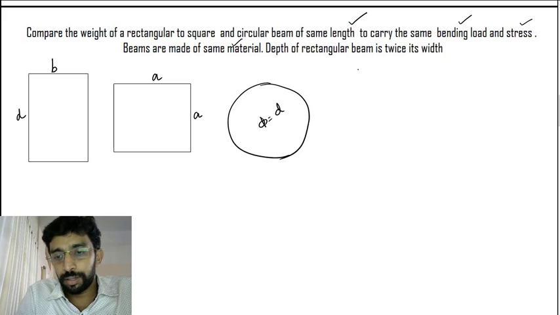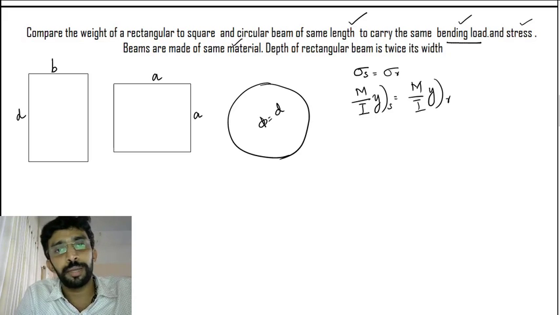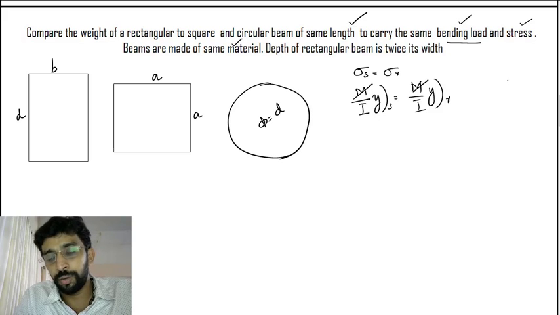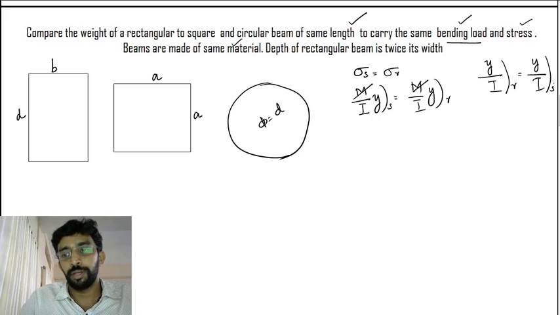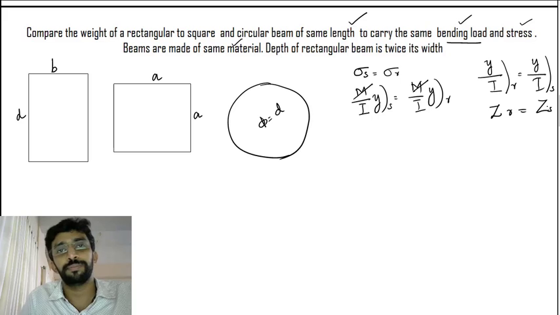They have given that the stress is the same for the square and the rectangle, so we can say that M by I into y of the square is equal to M by I into y of the rectangle. They have also stated that the bending load is the same, so we can cancel out these two values. What is left is I by y of the rectangle equal to I by y of the square. In other words, Z_R is equal to Z_S.